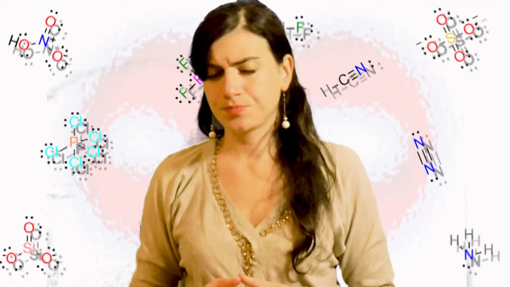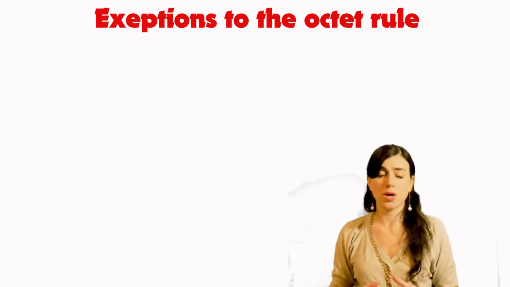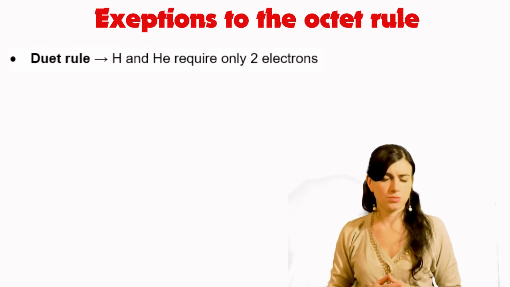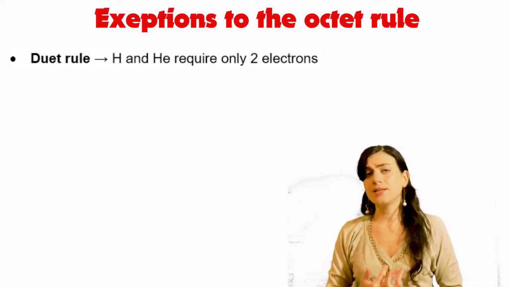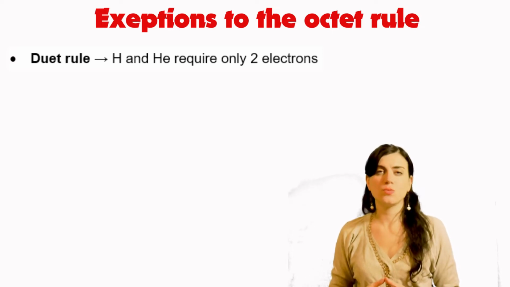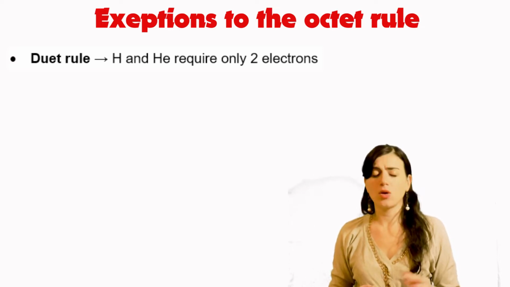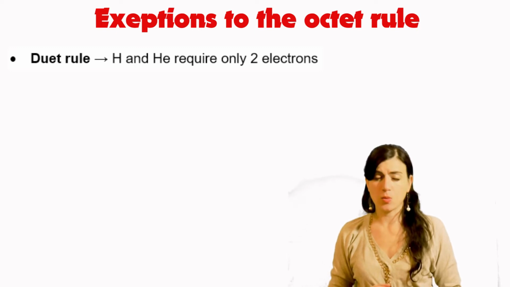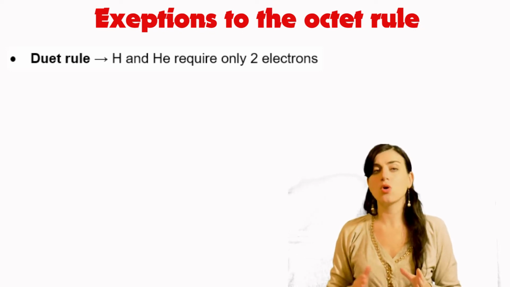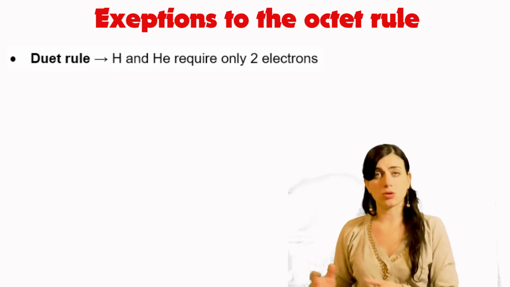Let's see them. The first exception is called the duet rule, and it's valid for hydrogen and helium. Hydrogen and helium need only 2 electrons to reach stability. This is due to the fact that they have only one s orbital, and one s orbital can be filled only with 2 electrons. The second exception is the so-called expanded octet.